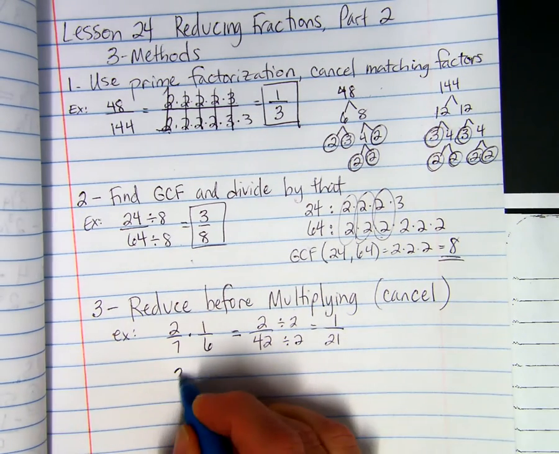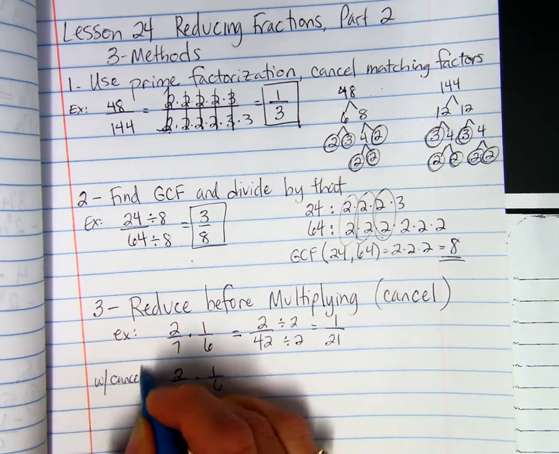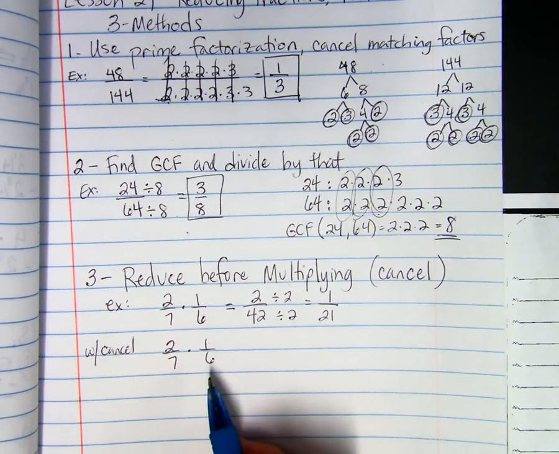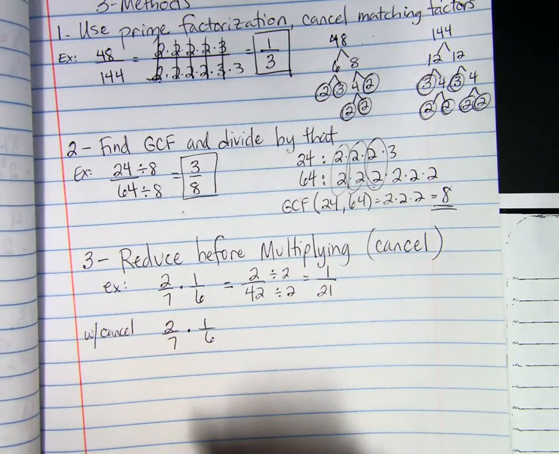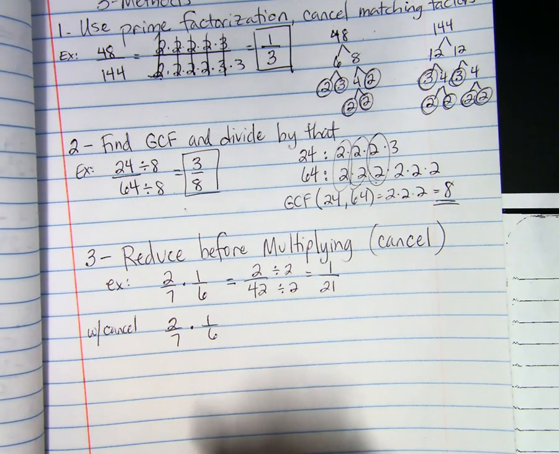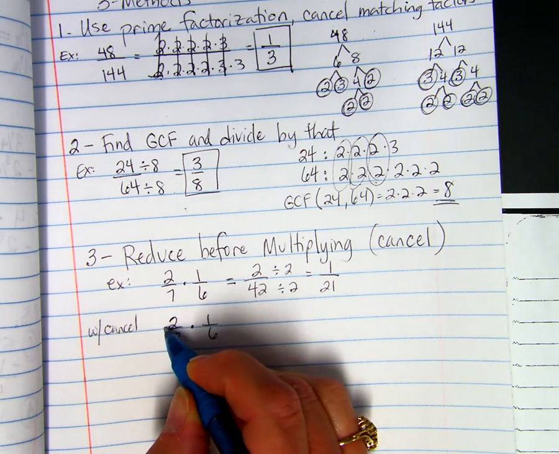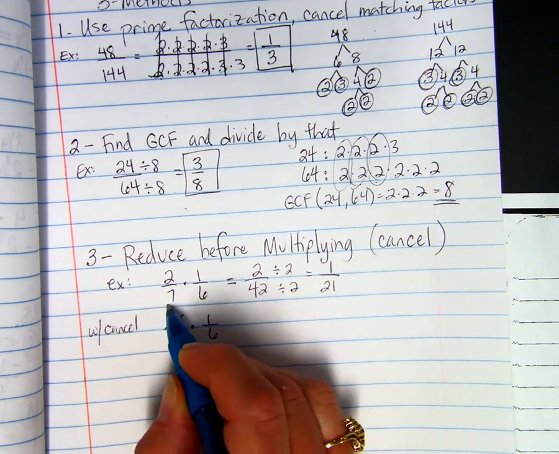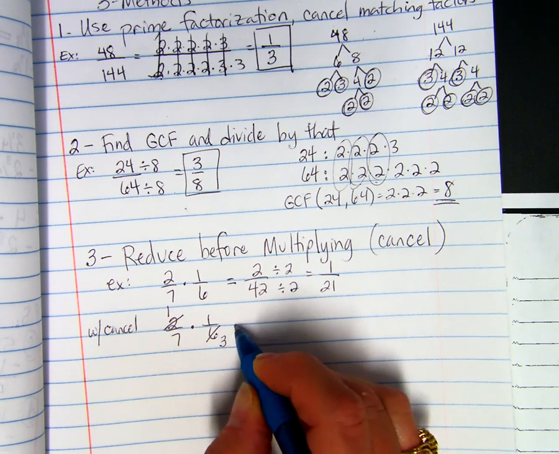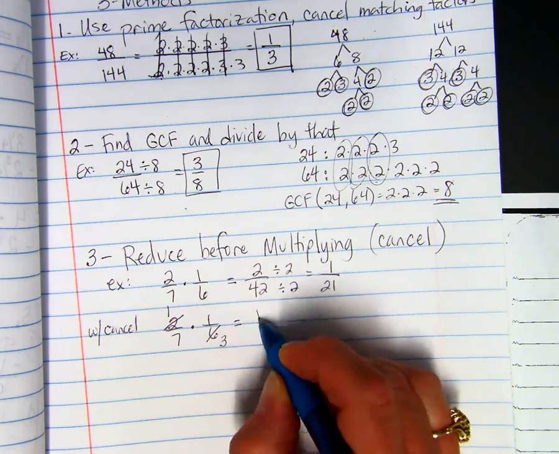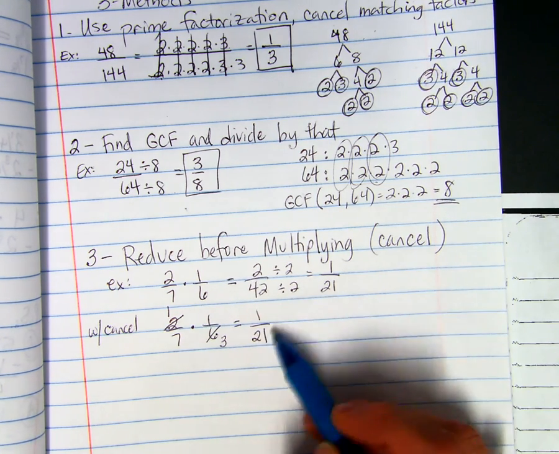But to cancel, so this is with canceling, instead of just doing it the regular way, 2 above the 7 goes into 6, so we cross out 2. Put a 1 right next to it. And cross out 6 and put a 3 next to it. And then 1 times 1 is 1. 7 times 3 is 21. You got it. So you get the same answer.